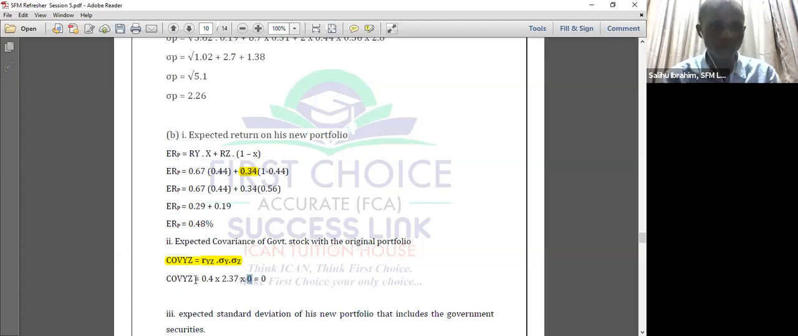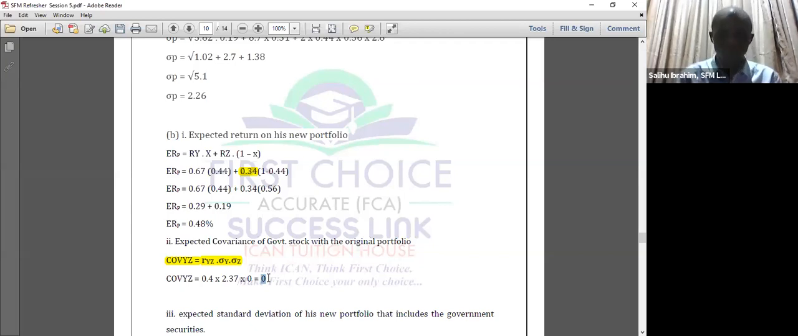So when you multiply this, you see that the covariance is also 0 because they do not move together. This is risk-free, the other one is risky. So this one does not have risk at all. So they are not moving in any direction.